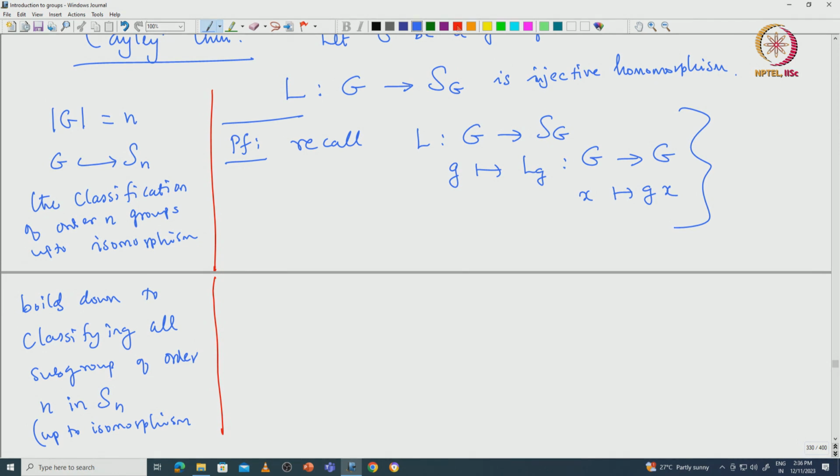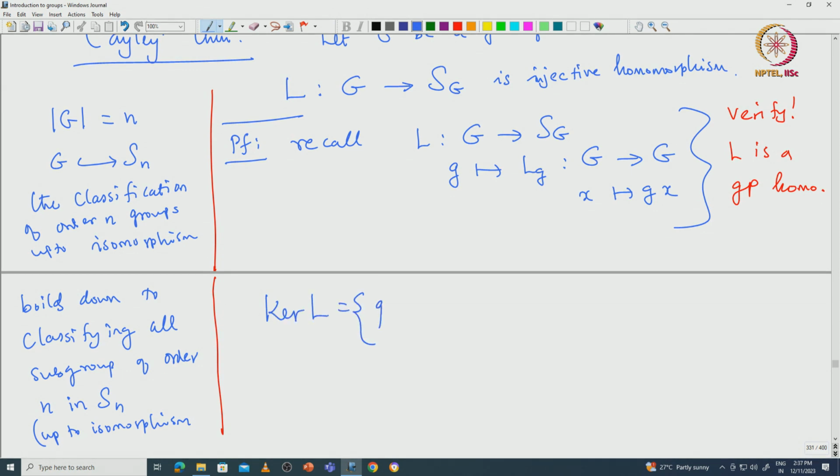So, if not done, please verify, okay. So, verify L is a group homomorphism, okay. So, now we want to prove that L is indeed an injective map, okay. Look at the kernel, what is the kernel of L?